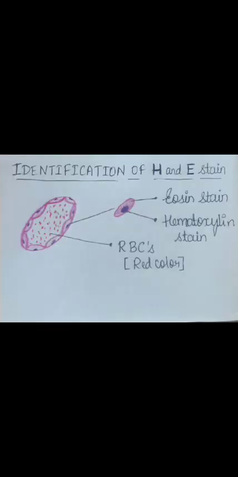In this diagram, the cytoplasm has taken a pink color, that is the eosin stain, and the nucleus has taken a bluish color, that is the haematoxylin stain, and the RBCs have taken a red color.